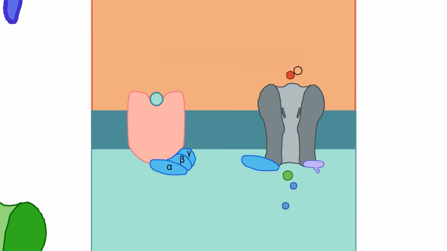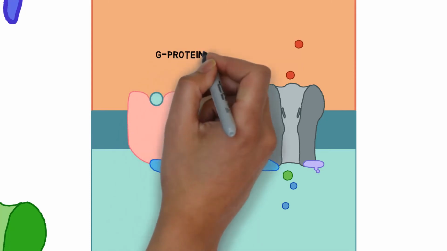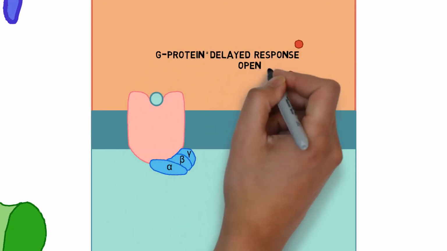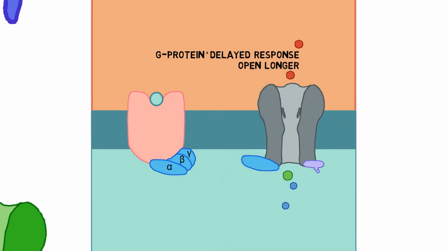Because the G protein must detach and move to the ion channel, there is a time delay that is not present in the ion channel type of receptor. However, the G protein triggered ion channel will remain open for a longer period of time than the typical ion channel.